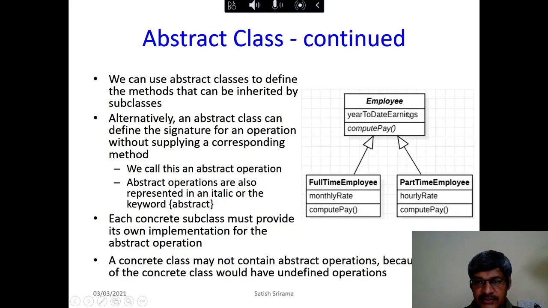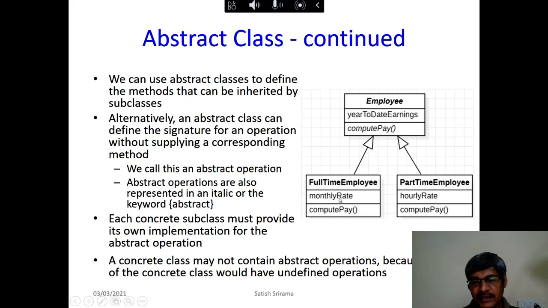So here is an employee class, and two of its subclasses are full-time employee and part-time employee. The employee class has year-to-date earnings, whatever the employee has earned until that particular date. The employee can have a compute pay, which it defines, but it doesn't have any implementation for it, because right now it will not know how to calculate the payment.